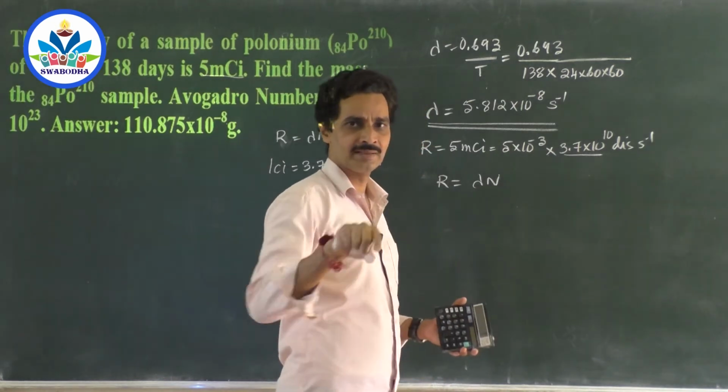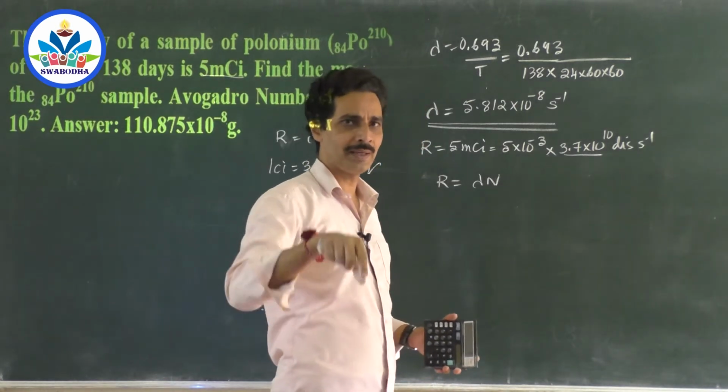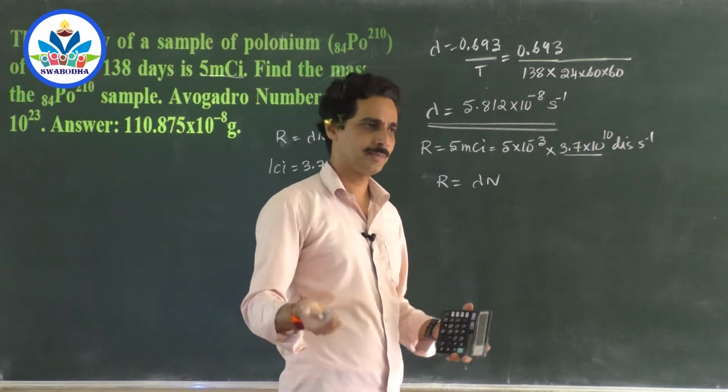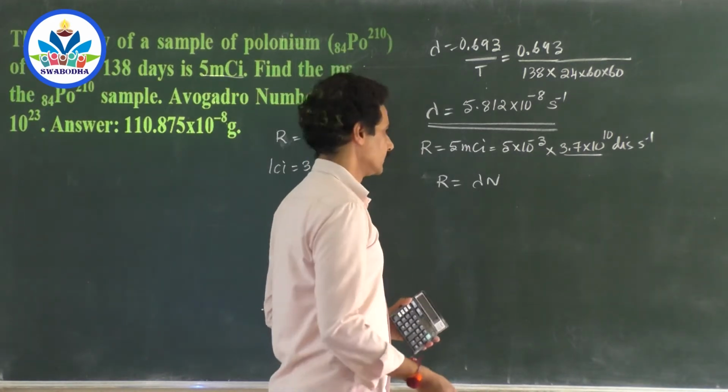So now activity R is equal to lambda N, which is minus dN by dt. R is minus dN by dt. dN by dt is minus lambda N. So minus dN by dt is plus lambda N. So R is equal to lambda N.